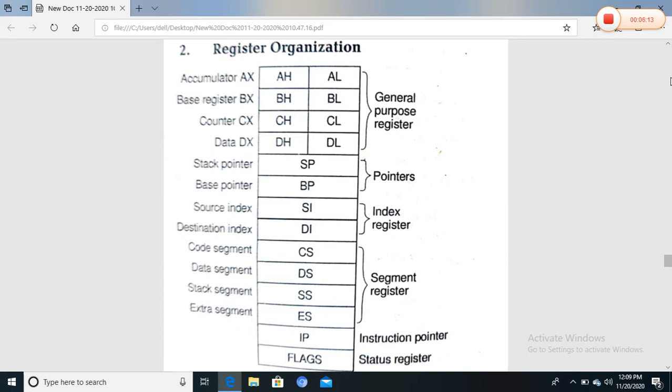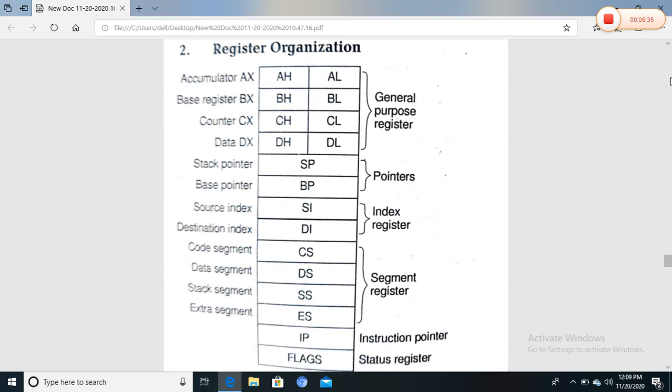Next is the pointer register. The pointer registers are SP and BP, the stack pointer and base pointer, which are called pointer registers. These registers are used during stack memory related operations. Stack related means SS memory.